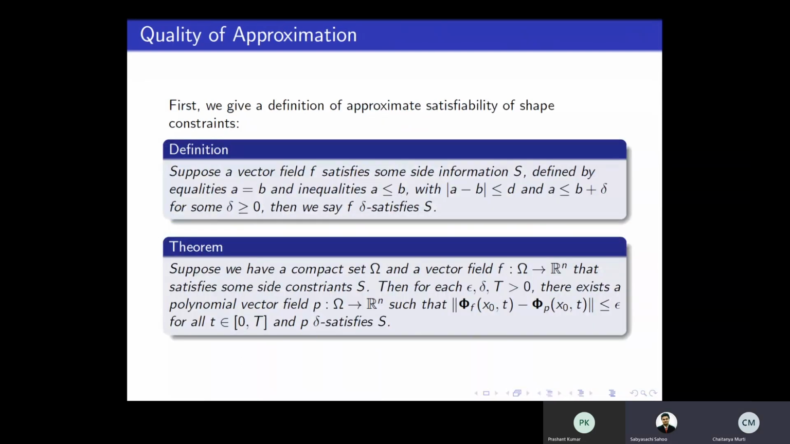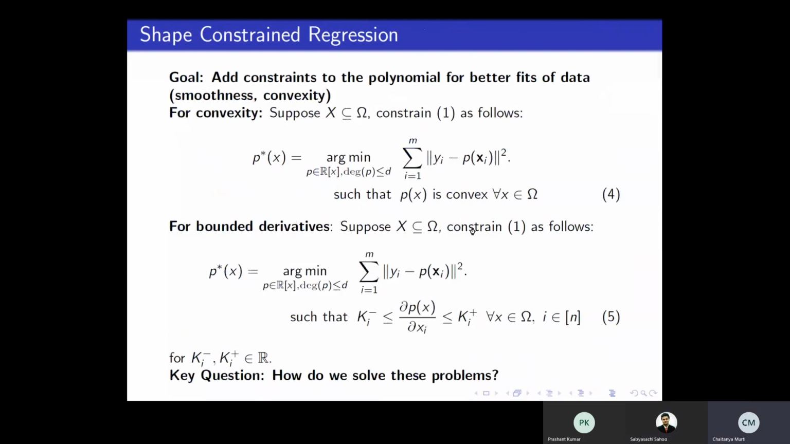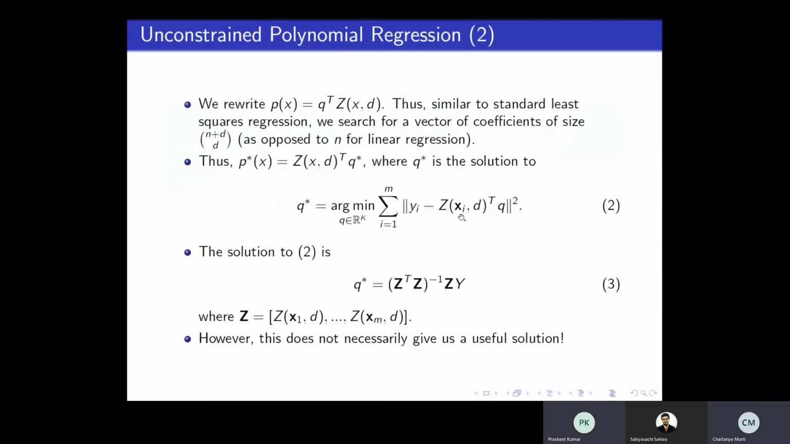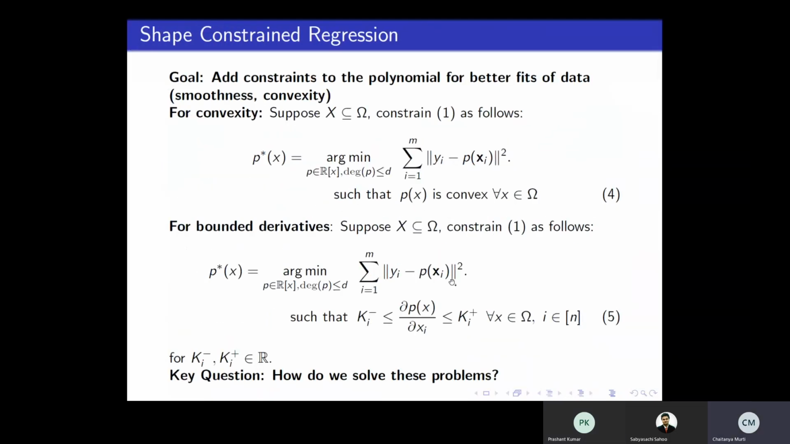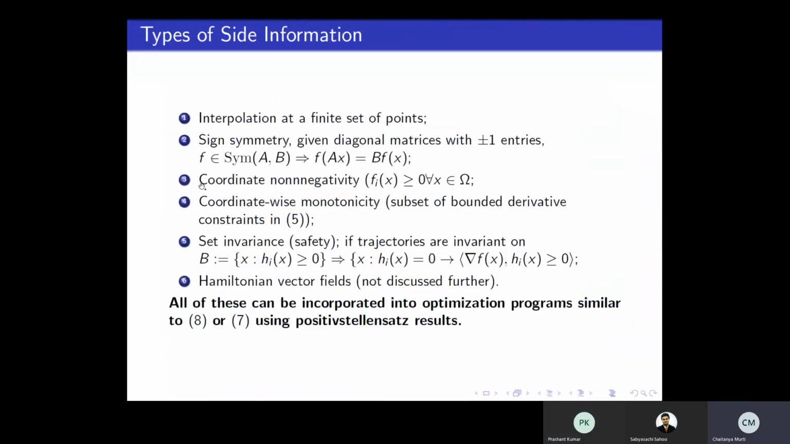Yes. Okay. So essentially, this side information is some form of shape constraints you would like to apply to our cost function, right? Exactly. The shape-constrained regression paper only talks about convexity and these bounded derivative cases. In this case, coordinate-wise monotonicity and coordinate non-negativity are exactly equivalent to the bounded derivative. Non-negativity is not exactly the same, but the same kind of relaxation can be applied, except instead of the partial derivatives, you just take p of x itself.